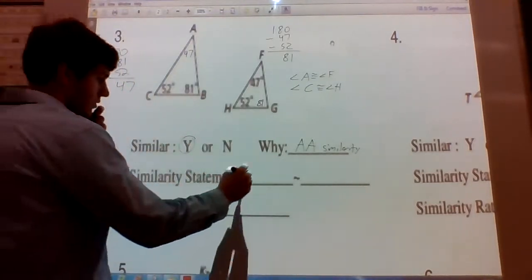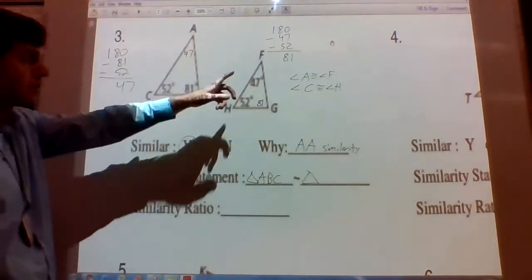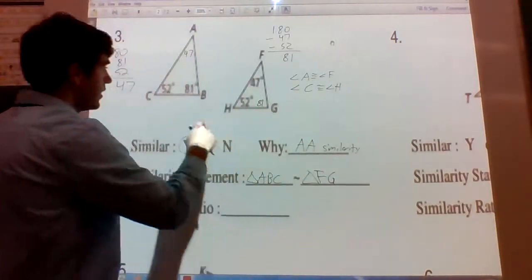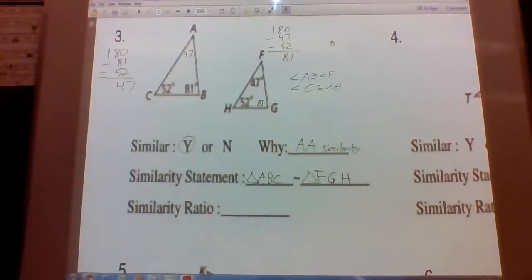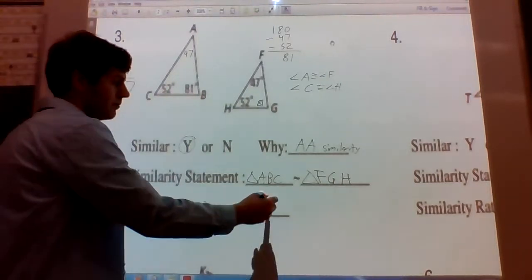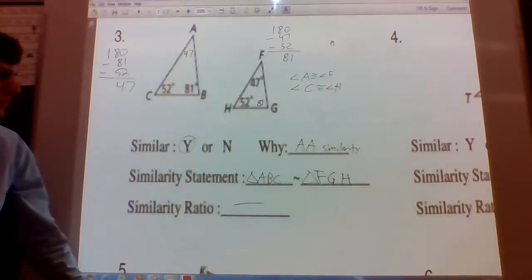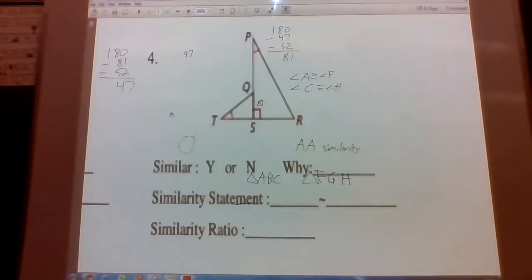So this is, let's call it triangle ABC. What corresponds with A is going to be F. Corresponds with B is G. And then C is H. Do we know anything about the similarity ratio? No, we do not. We just don't know any information about the sides to give a ratio. So we'll just leave it blank or put a dash through it. The triangles are the same shape, but different sizes, and we don't have anything telling us what the difference in those sizes is. Number 4.